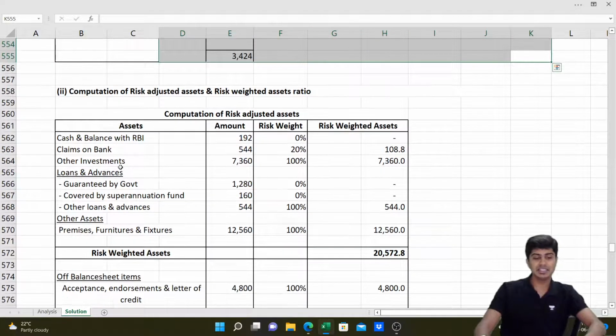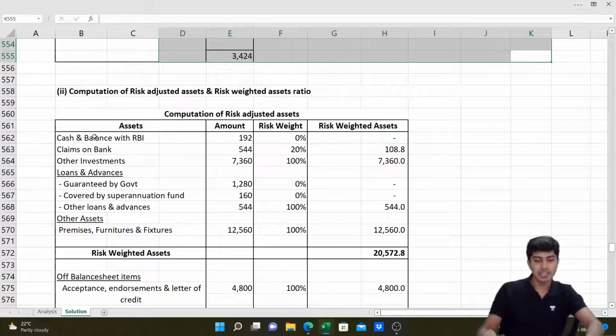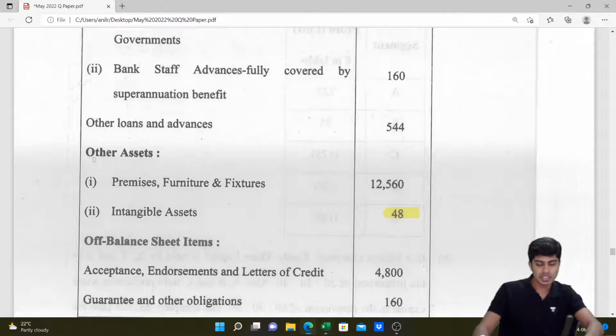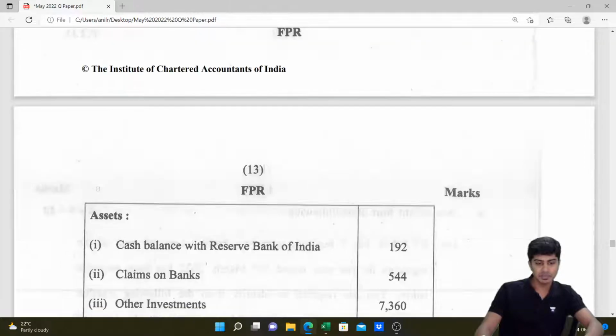And there are certain assets. We know the rates: on RBI or central government it is 0%. If it is other banks, 20%. Any other investments is 100%. Real estate is 150%. So you know all those percentages. So we will apply those percentages on these assets, whatever we have here.